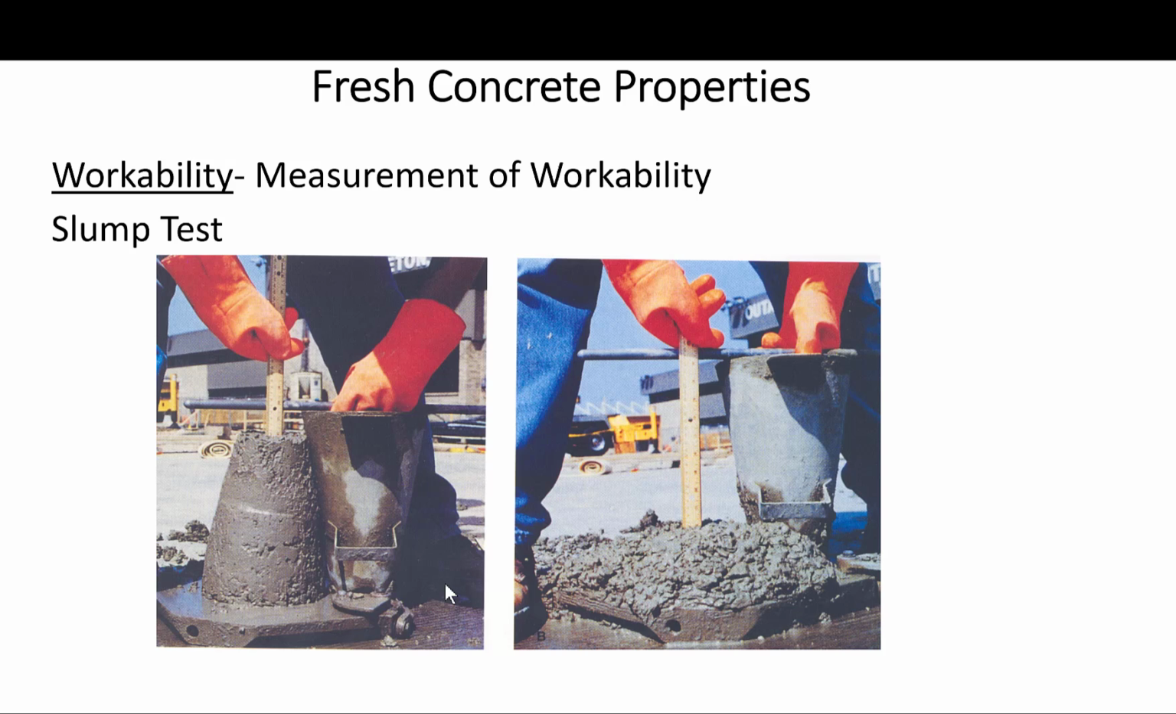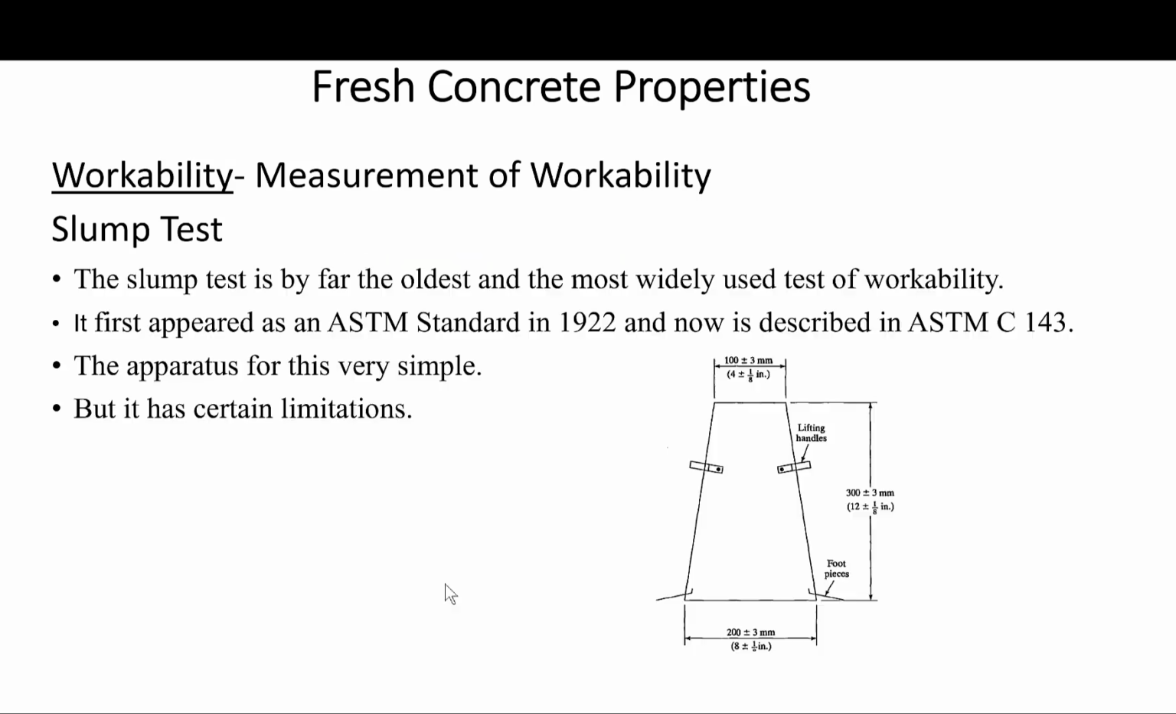So the different measures of workability that have been developed over the years are the slump test, the compaction test, the flow test, and the weep test. I'm going to focus on the slump test in most of my discussion. The slump test is by far the oldest and most widely used test of workability. It first appeared as an ASTM standard back in 1922. Now it is described in ASTM C143.